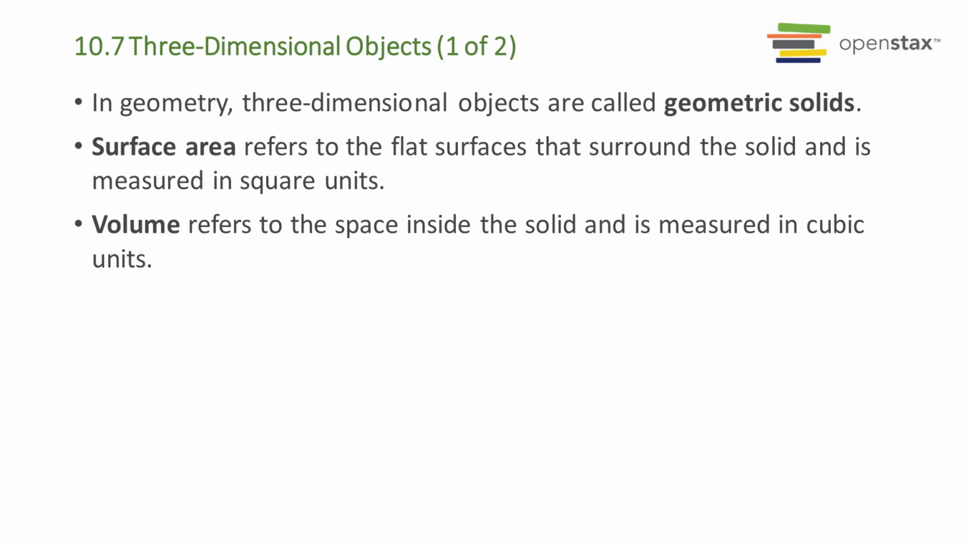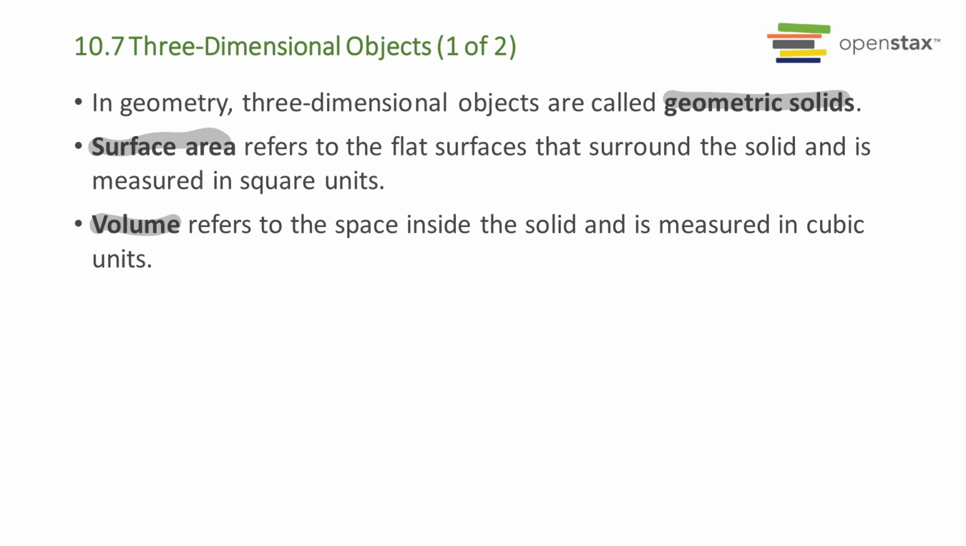So in geometry, three-dimensional objects are called geometric solids. So that's a nice vocabulary word. Surface area refers to the flat surfaces that surround the solid and is measured in square units. So that's like the sides of the object. And then volume refers to the space that's inside the solid. This is measured in cubic units.